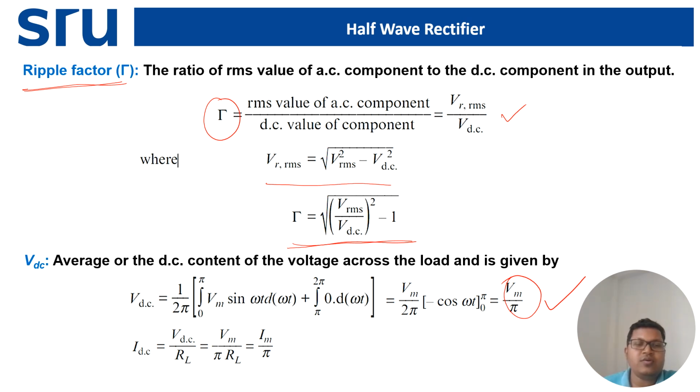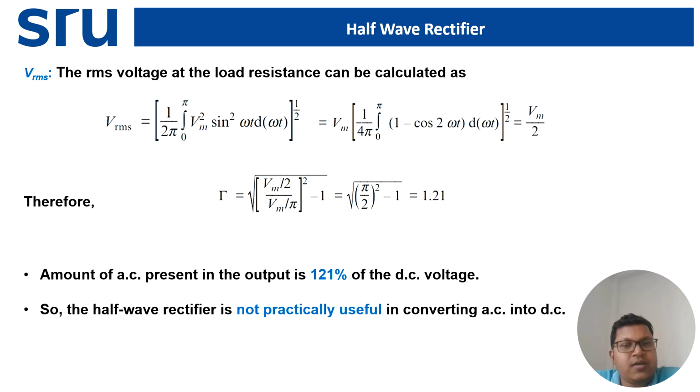So our Idc becomes Vdc divided by Rl. That is very straightforward, Ohm's law, right? Once we put the Vdc value Vm by pi and the Rl, it becomes Im by pi. So these are the two values we found, Vdc and Idc. And from the Vrms formula also we see the simplification. Vrms is equal to the square root of 1 over 2 pi times the integral from 0 to pi of the square of the signal, to the power half, which equals Vm by 2. So ultimately we see that Vrms becomes Vm by 2.